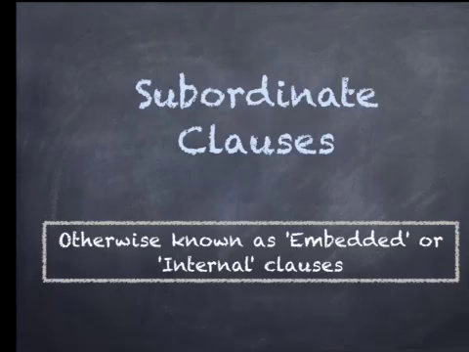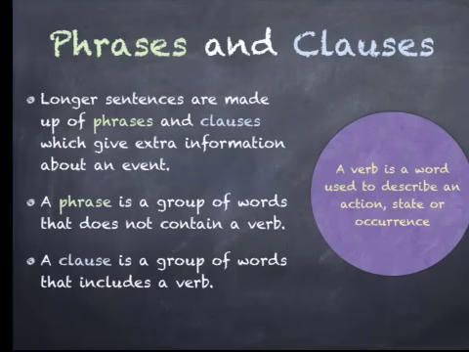Back to the chalkboard. Today's skills lesson is on subordinate clauses. These are otherwise known as embedded or internal clauses, and they're that extra bit of information that tells you about a sentence. Phrases and clauses. Longer sentences are made up of phrases and clauses which give extra information about an event.